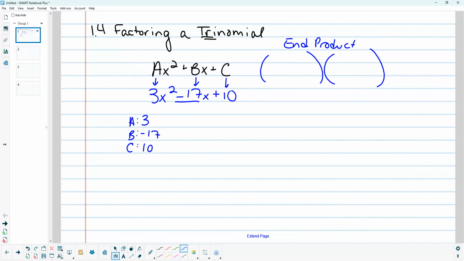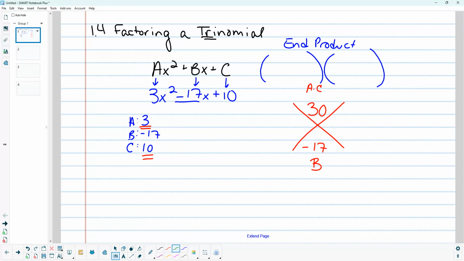Then what I want you to do is come over here and make an X, where in the top of the X, you put A times C. So in this one, we're gonna put 3 times 10, so that's 30. So remember, that's coming from here, 3 times 10, okay? And in the bottom of the X, you're always gonna put the B, which is negative 17, all right?